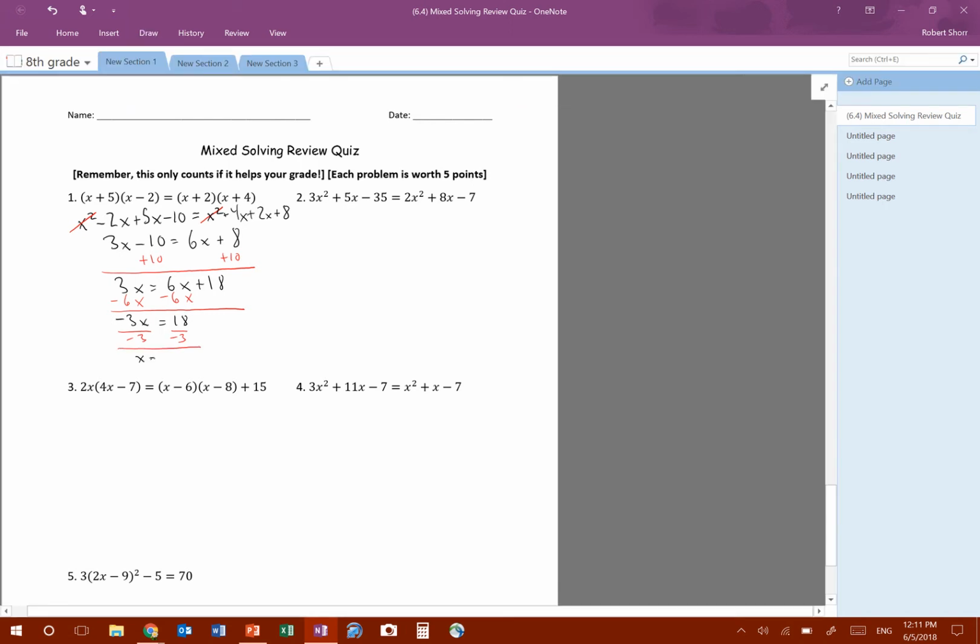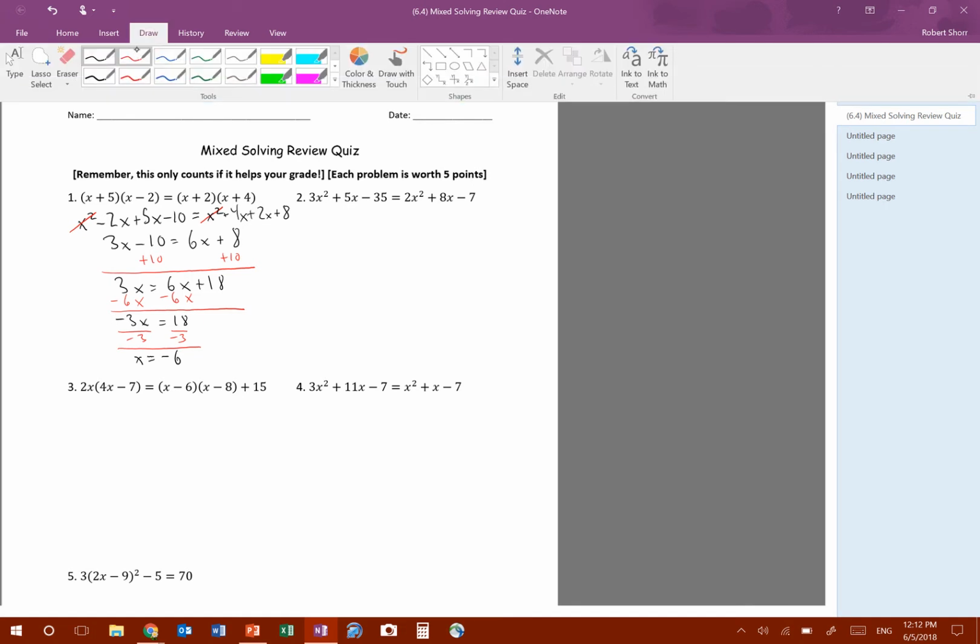So the key to this was realizing that after we FOILed, we had 1 x squared on each side. So even though there was an x squared, we weren't going to solve it with ZPP or factoring, because we can cross out the x squared from each side.